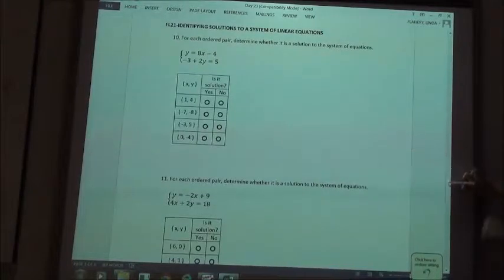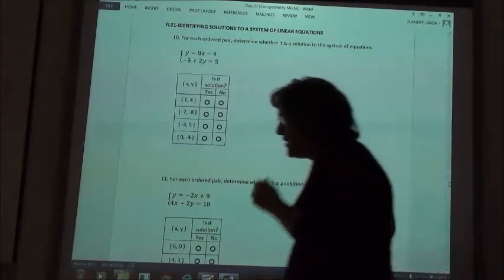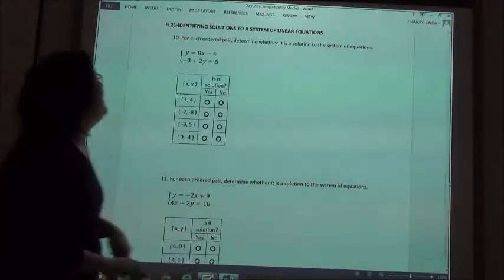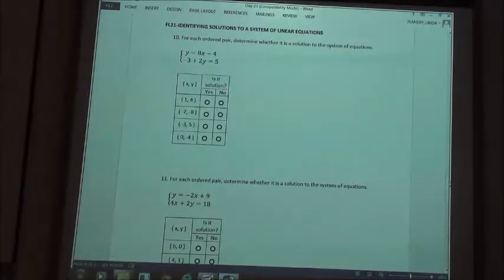And the last 3 is actually sneaking into the next chapter, but for some reason they put it on this chapter. Checking to see if an ordered pair is a solution to a system of equations. A system of equations just is referring that you have more than one equation. In order to be a solution, you have to get yes for both of your equations. We already did them with one equation. Now we have to get yes for both.